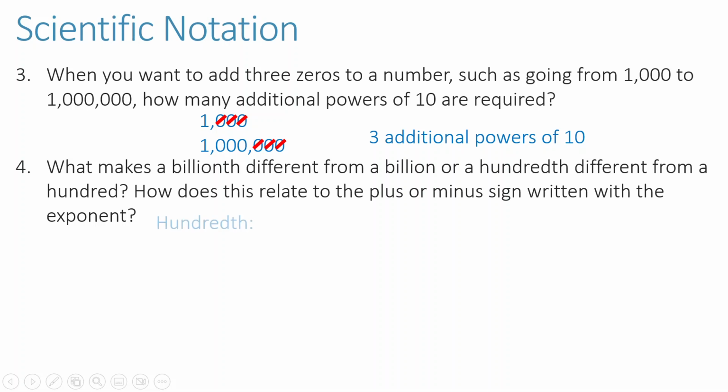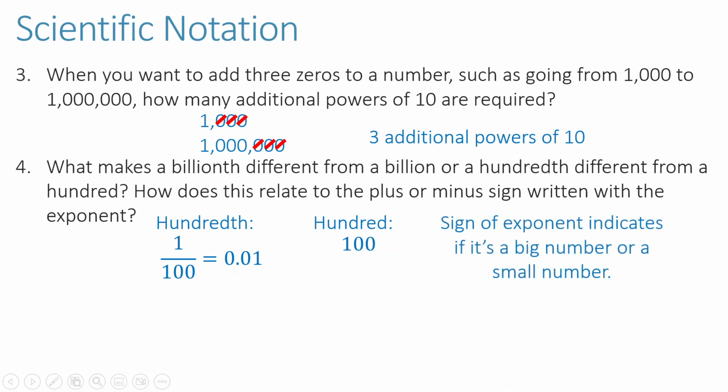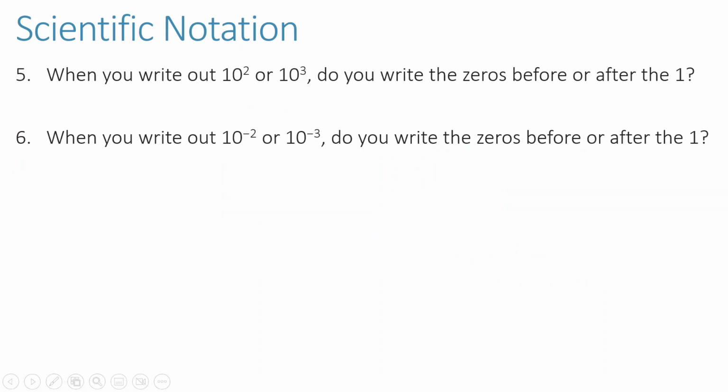What makes a billionth different from a billion, or a hundredth different from 100? How does this relate to the plus or minus sign? A hundredth is 1 out of 100, which is a decimal, a fraction, whereas 100 is a whole number. So the sign of the exponent indicates if this is a big number or a small number. If it were a hundredth, we would use a negative, and for 100, we would use a positive.